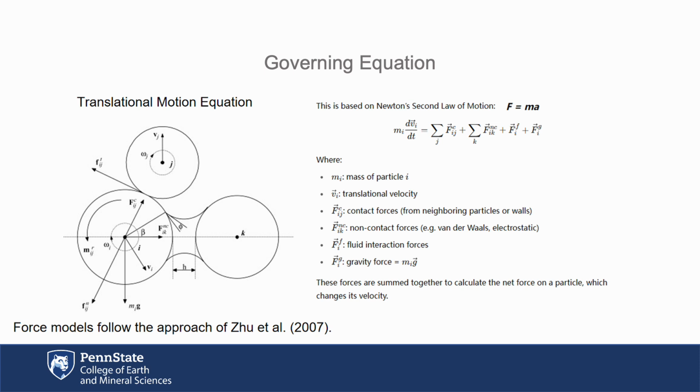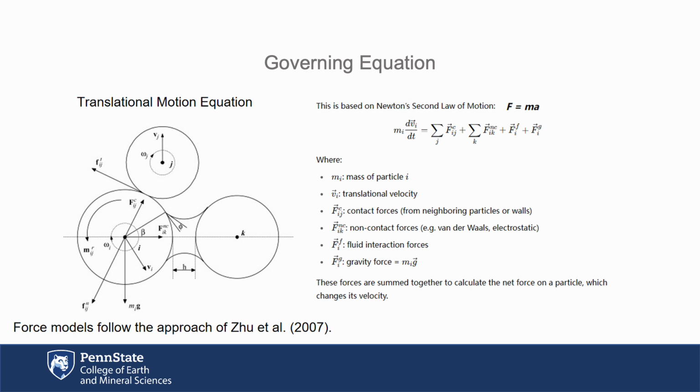Okay, this picture shows how DEM moves one grain. Push from other grains: when two grains touch, they push each other. Tiny forces across a gap: even if they don't touch, there can be a small attraction. Air or water drag: the fluid around the grain slows it down. Gravity, always pulling it down.